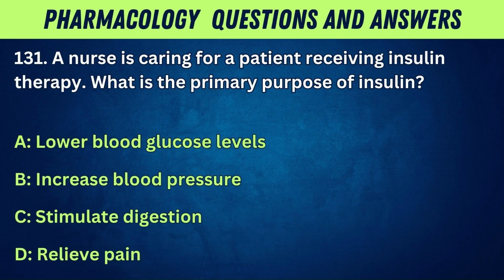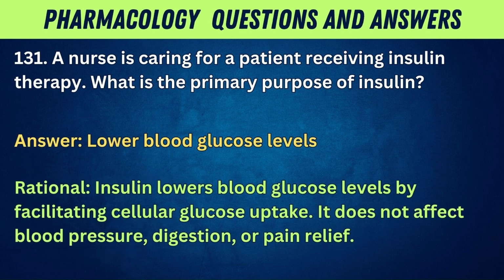131. A nurse is caring for a patient receiving insulin therapy. What is the primary purpose of insulin? A. Lower blood glucose levels. B. Increase blood pressure. C. Stimulate digestion. D. Relieve pain. Answer: lower blood glucose levels. Rationale: insulin lowers blood glucose levels by facilitating cellular glucose uptake. It does not affect blood pressure, digestion, or pain relief.